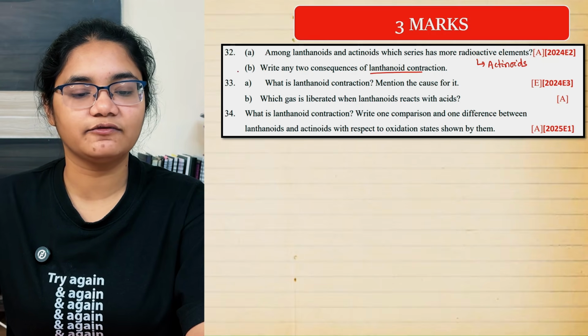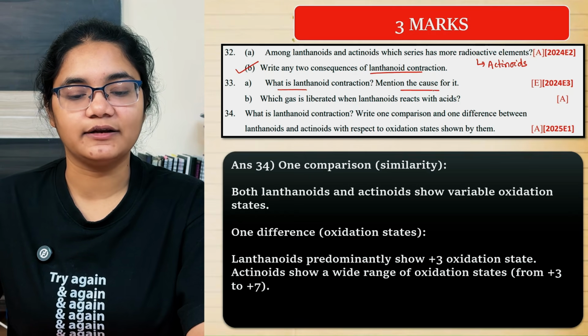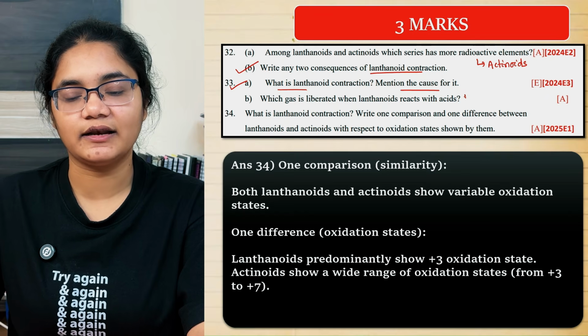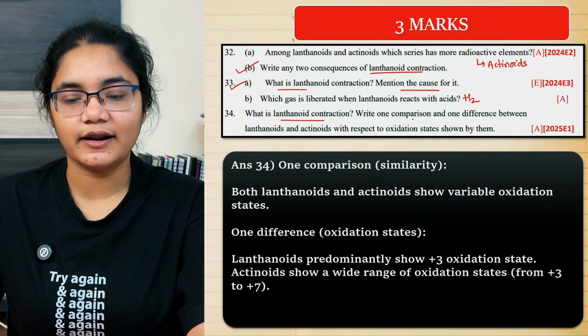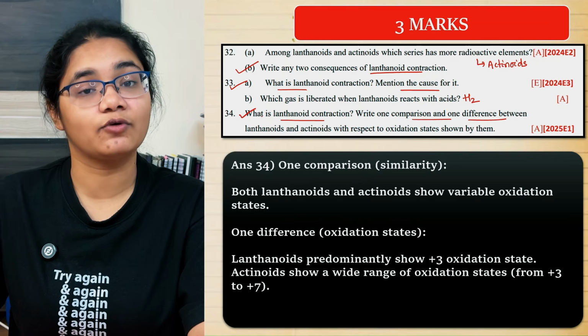Write three consequences of lanthanoid contraction. Already we have discussed. Next, what is lanthanoid contraction and mention the cause for it. So this also we have discussed. Which gas is liberated when lanthanoid reacts with acids? Hydrogen gas is released. What is lanthanoid contraction? Write one similarity and one difference. So this we will discuss. What is lanthanoid contraction? We have already discussed.